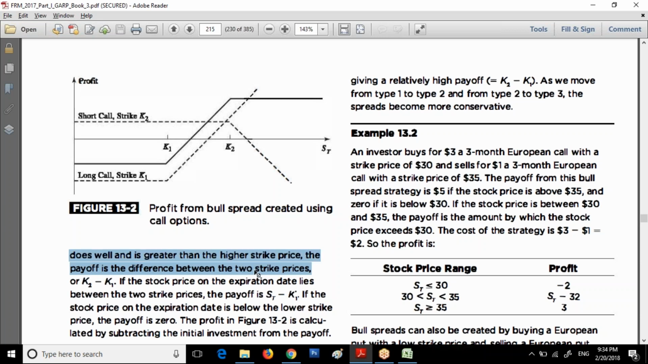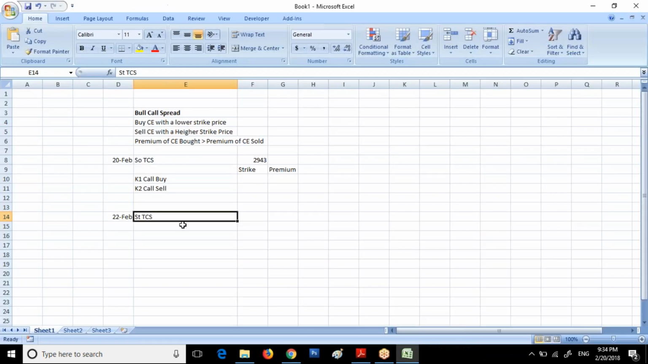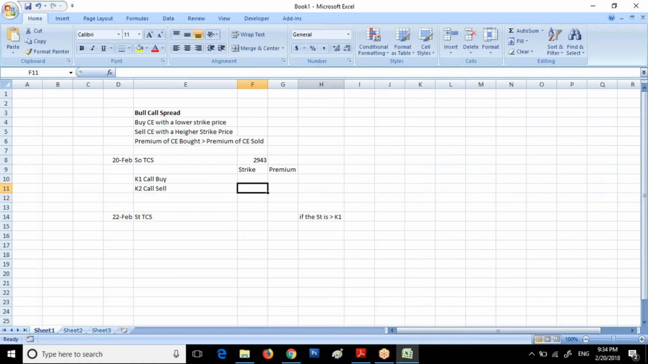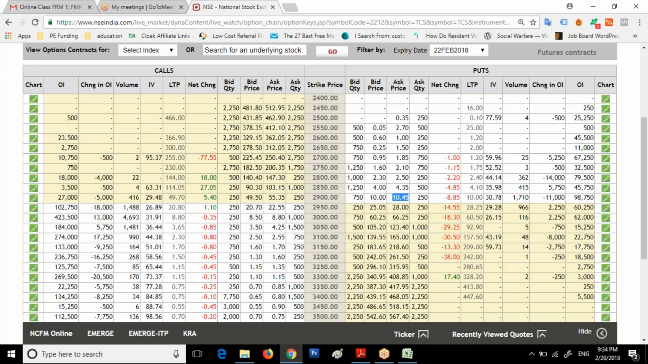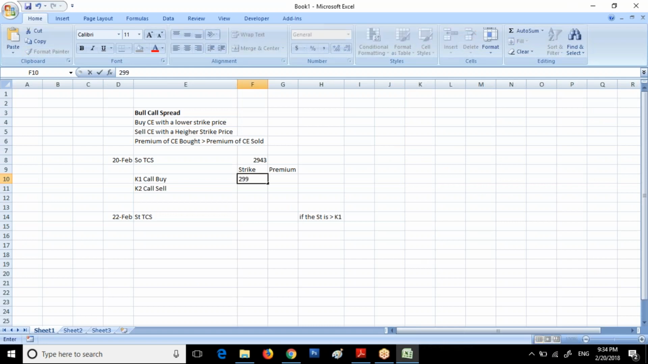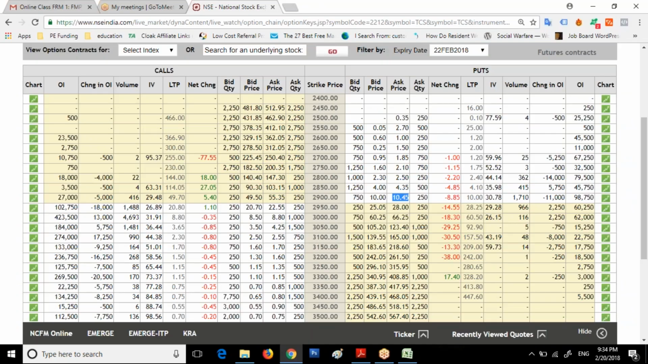So remember this. It says that if the spot price does well and is greater than the higher strike price. Let's take an example. If ST is greater than K1, the higher strike price. Let's take the strike price as 2900, and the premium for that is 49.